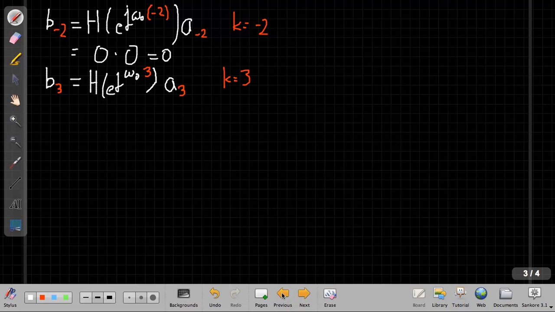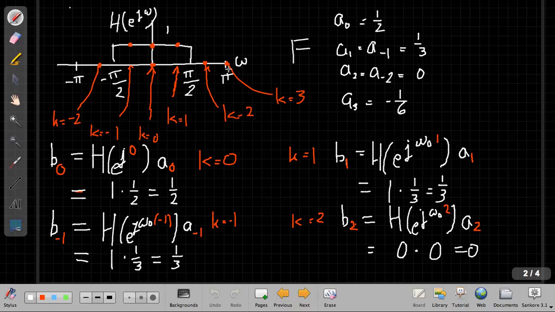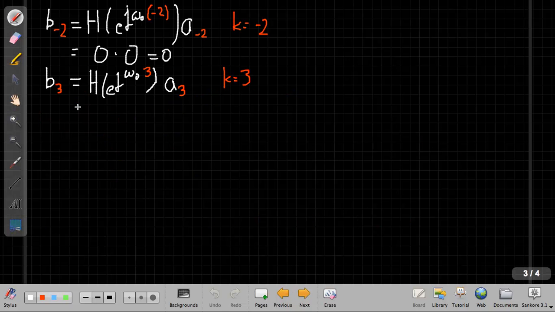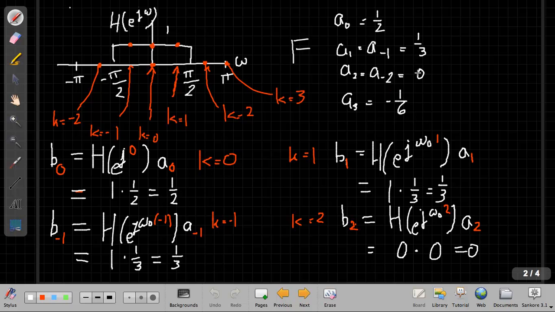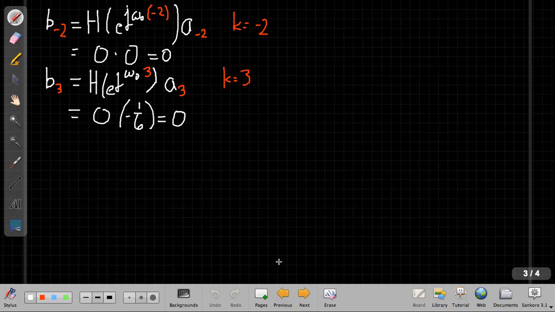So again, I can go back to the last page and say, well, k equals 3 times omega naught is pi over 3 times 3 is pi, and again the gain there is 0. So if I go forward again here, this one again I have 0 for h, and a sub 3 wasn't 0, it was minus 1/6, but it turns out not to matter. The filter has removed this component, so it's gotten rid of the third harmonic. Right, so a sub 3 was minus 1/6 I had found in the earlier example. But this filter, because the gain is 0 at that frequency, at pi, it's removed that component. So now I've got all my coefficients.